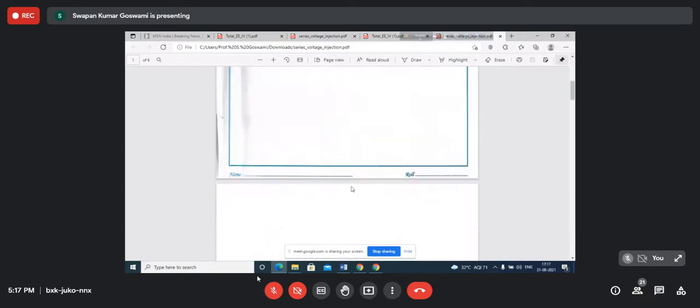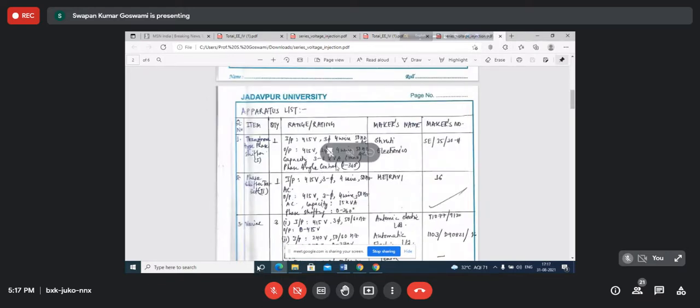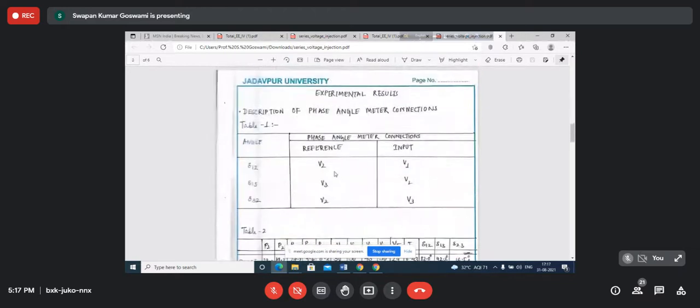So this is the circuit drawn. Then these are the equipments that are used. Now here, for angle measurement of delta 1 2, V2 is connected to the reference terminal and V1 is connected to the input terminal. For measurement of delta 1 3, V3 is connected to reference and V1 is the input. And for the measurement of delta 3 2, V3 is connected at the input and V2 is connected at the reference. Whether it is leading or lagging, that indication is given in the phase angle meter itself.